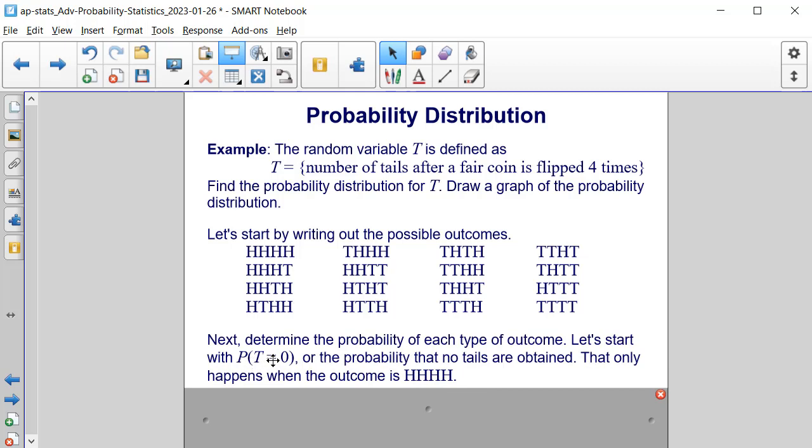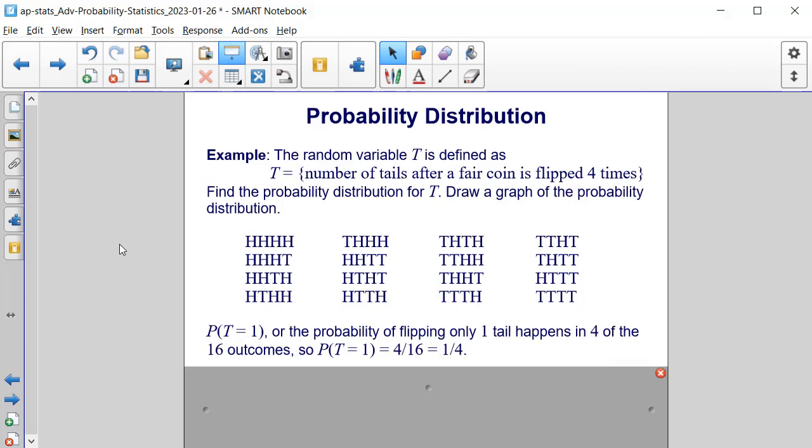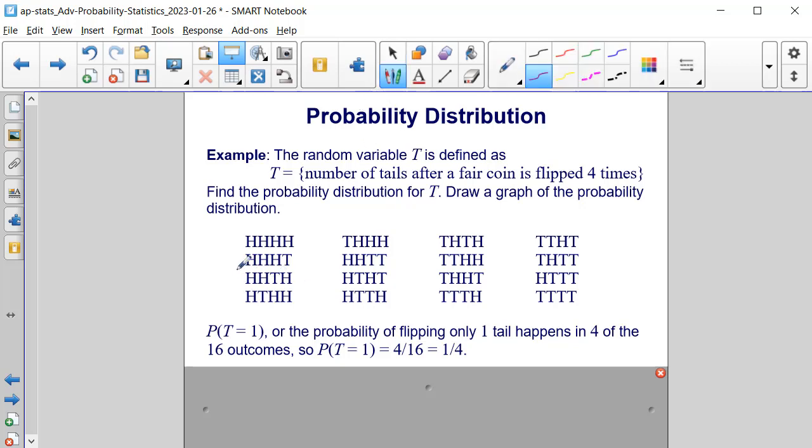Next, determine the probability of each type of outcome. The probability that T is equal to 0, or the probability that no tails are obtained, only happens in heads, heads, heads, heads, one outcome. So the probability that T is equal to 0 is 1/16. Next, we're going to find the probability that the number of tails is equal to 1, or the probability of flipping only 1 tail. It works in this outcome, this one, and this one, and this one. So that's 4 out of 16, which reduces to 1/4.